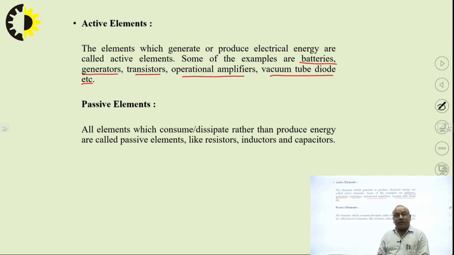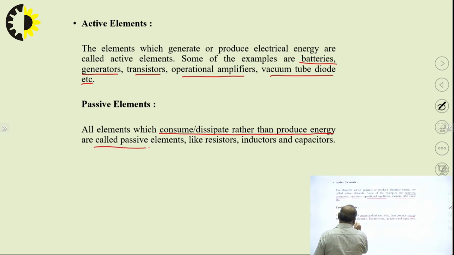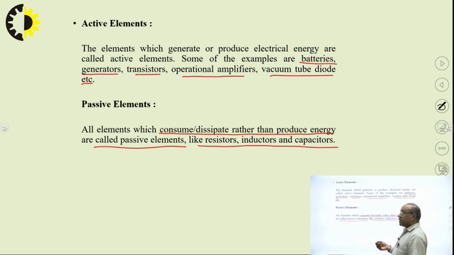On the other hand, if we see passive elements, that is just opposite to the active element. These elements either consume or dissipate rather than producing electrical energy. Such elements are known as passive elements, and examples are resistance, inductance and capacitance. A resistance converts electrical energy into heat energy, while inductance and capacitance store electrical energy inside them. An inductor stores electrical energy in the magnetic field, while a capacitor stores electrical energy in the electric field. So, they come under the category of passive elements.